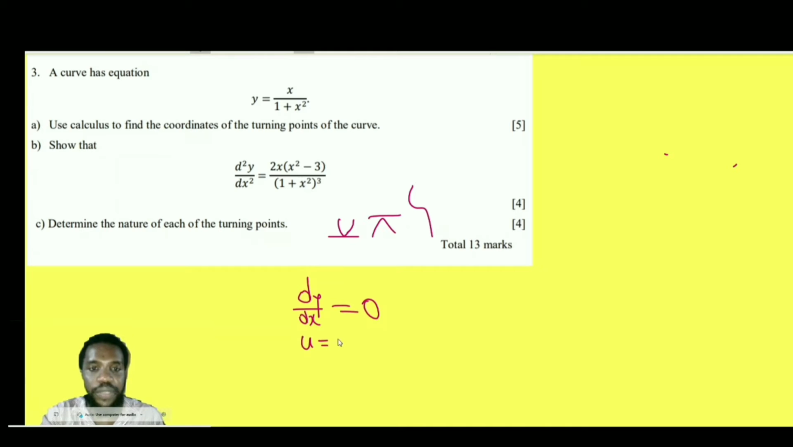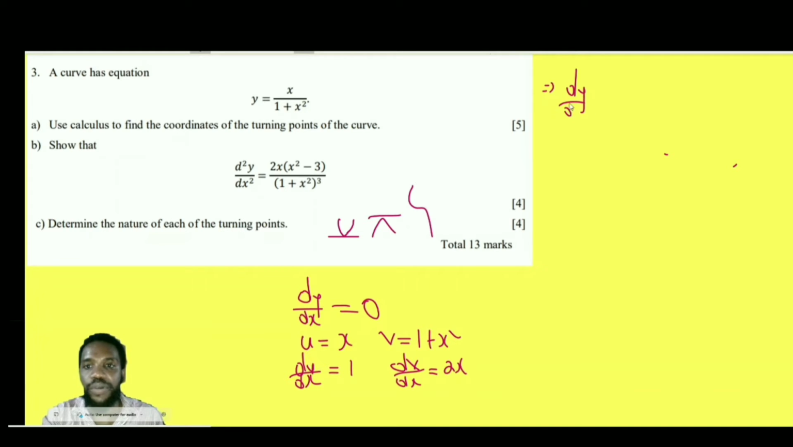So I'm going to call the numerator u and the denominator v. So v is 1 plus x squared. Now du over dx is going to give me 1, and dv over dx is going to give me 2x. The differential of 1 is 0. Now this implies that dy over dx is going to be equal to, and you know what direction we go first? We go this direction first. Note that this is du, then that direction.